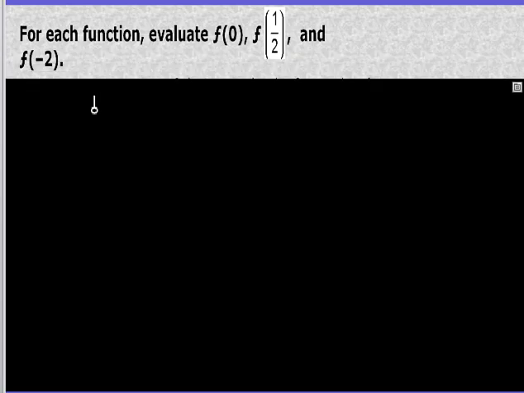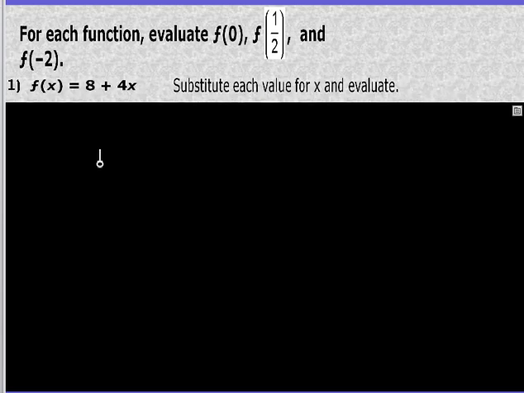All right, first we're going to practice evaluating functions in function notation. It says for each function evaluate f of 0, f of 1/2, and f of -2. So here's our equation. And all this is telling us, here's our equation, and we want to take these and we're going to replace our x with these values.